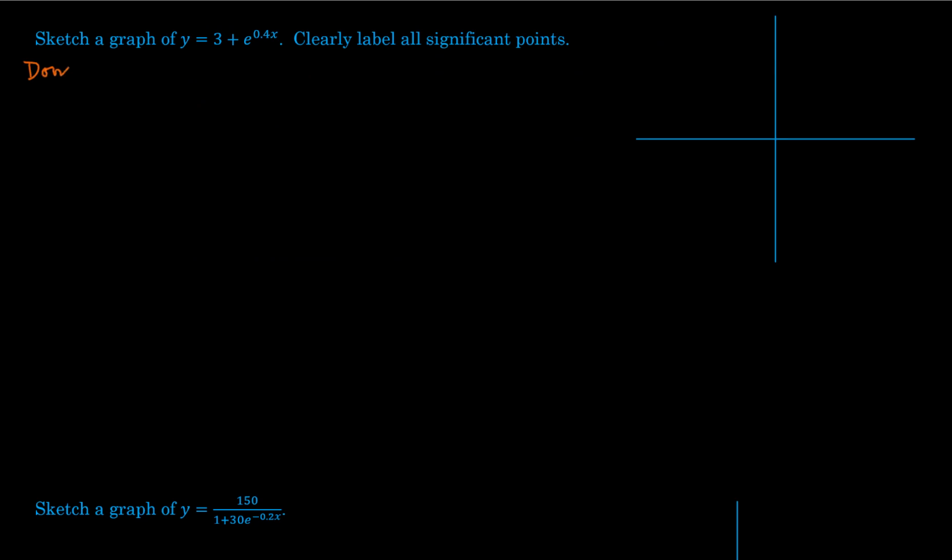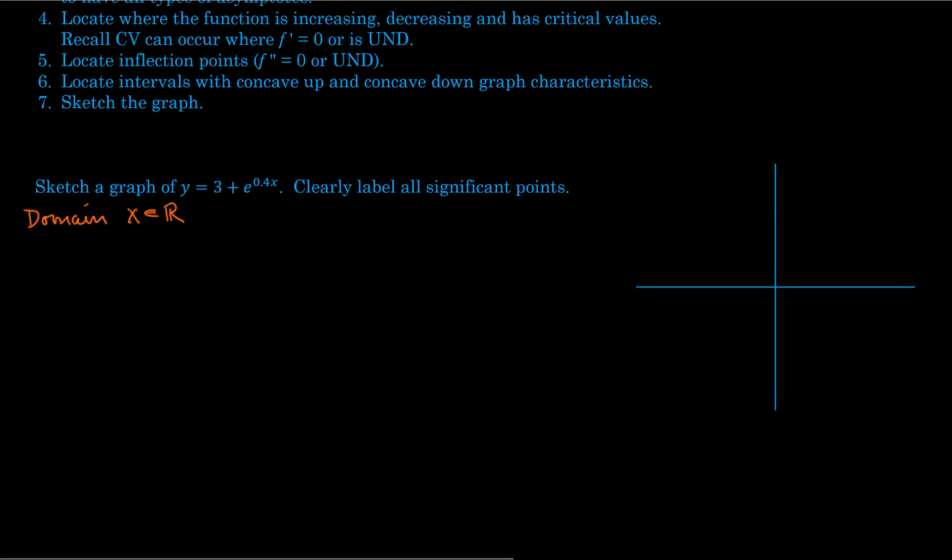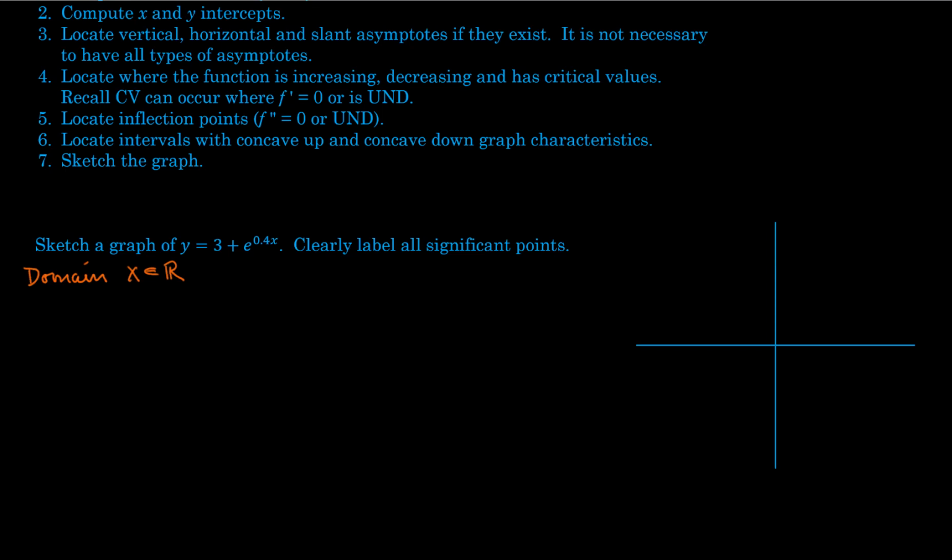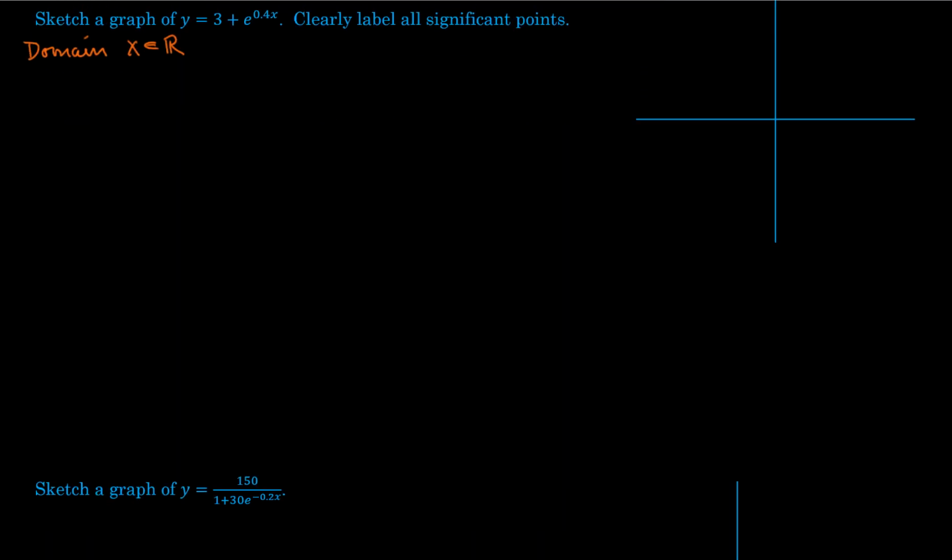So the domain in this case is going to be x can be any real number we want it to be. So there's the first thing done. The second thing asks us to compute x and y intercepts. X-intercepts mean that y is 0.